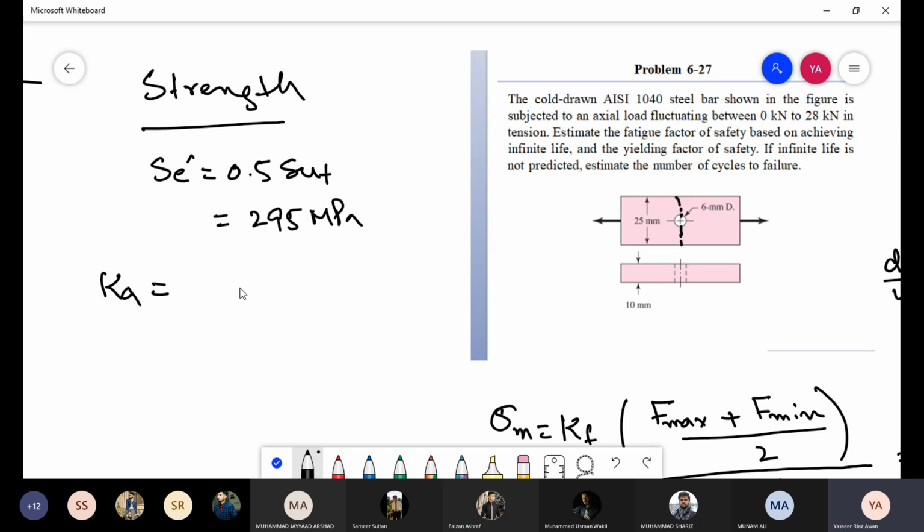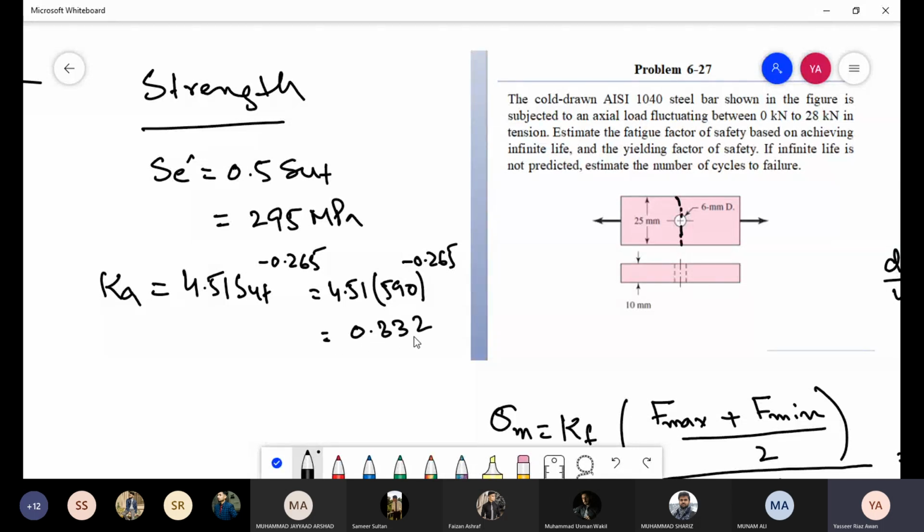Then first off, the Marin factors for the actual part endurance limit. So the Ka is there to take care of the surface effects. The surface is cold drawn, so that means we use 4.51 Sut raised to the power minus 0.265. Our Sut in this case is 590. That gives us about 0.83.